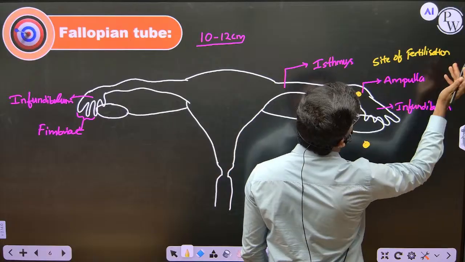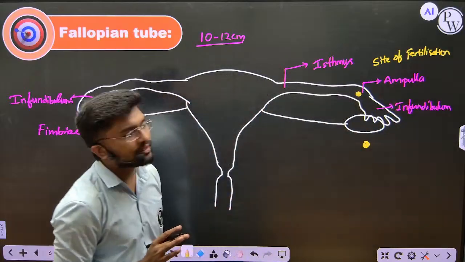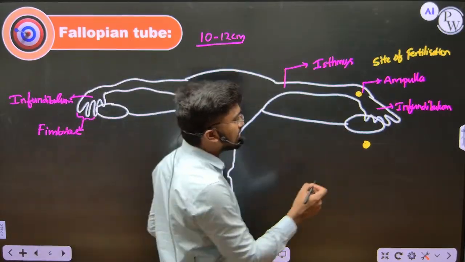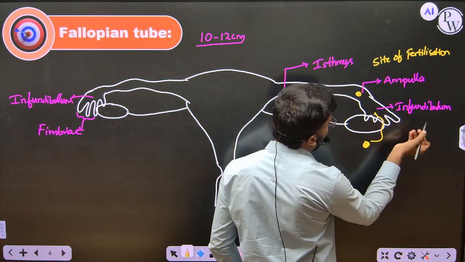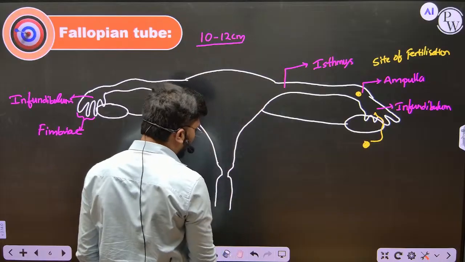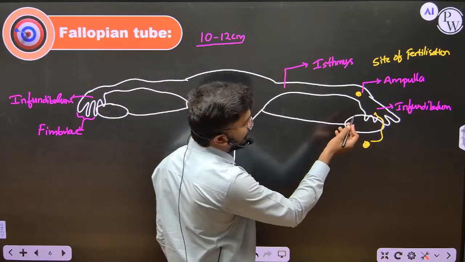Are we clear? Okay. So what is the conclusion? The conclusion is that the secondary oocyte is released, entering into the infundibulum. From the infundibulum it is reaching the ampulla. How is it reaching the ampulla?